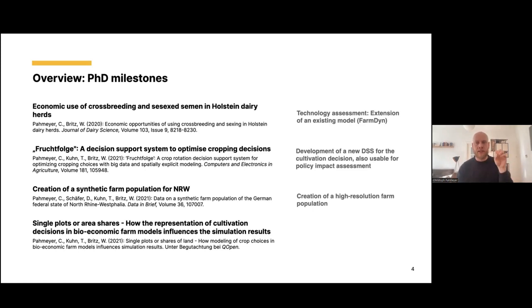And Fruchtfolge, on the other hand, looks at specific plots and with all its plot characteristics. So I wanted to see, if we put that into an optimization model, how does it affect the optimization results? If we, on the one hand, have the assumption we're just looking at a big chunk, or if we really look at the individual plots, so basically the decision level the farmers really have. So that was the analysis of how that level of detail affects the simulation results.